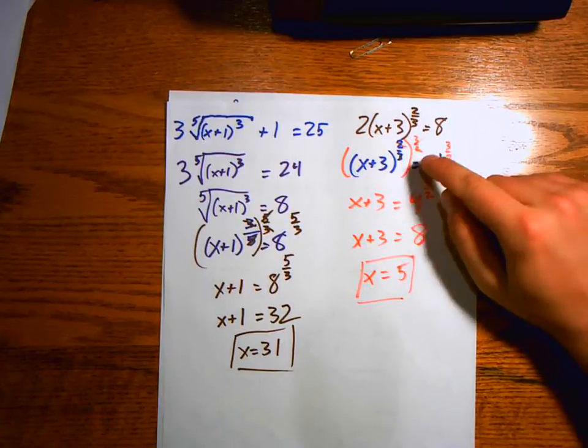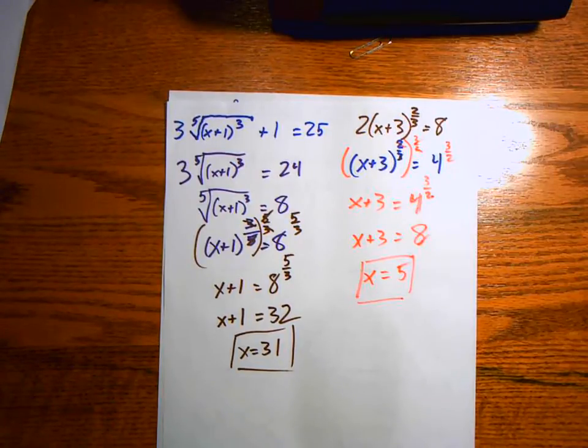Okay, once again, raising it to the power of whatever this is flipped, reduce everything down to get x by itself.